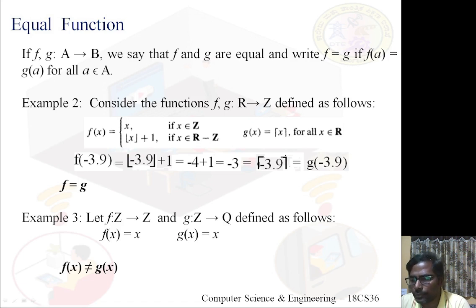Clear? So the point I need to highlight is that though the definitions of functions f and g seem to be the same, logically they are not equal. Because one, the codomain is different. The other is that f is a one-to-one correspondence, whereas g is not a one-to-one correspondence.